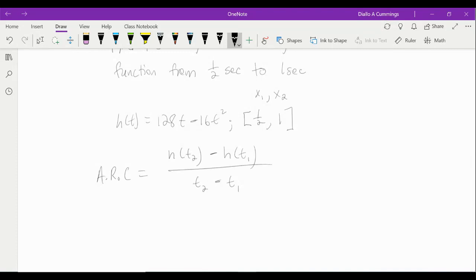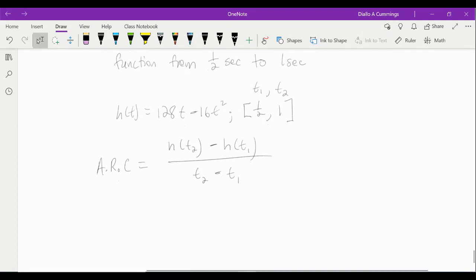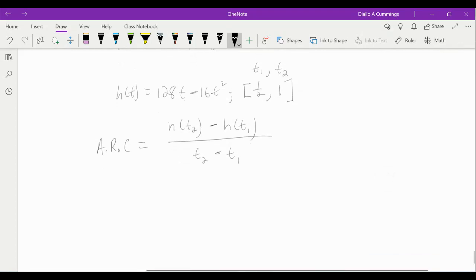So how do we find h of t2 and how do we find h of t1? Well, we'll simply take our h of t, which is 128t minus 16t squared. We'll substitute in t for 1, right? Because we have x of 1 and x of 2. Since we're dealing with time, I'm going to call this now t sub 1 and t sub 2. So we're going to substitute in t sub 2 for 1. We're going to substitute in t sub 1 for 1/2. And then we're going to divide by t sub 2 minus t sub 1.